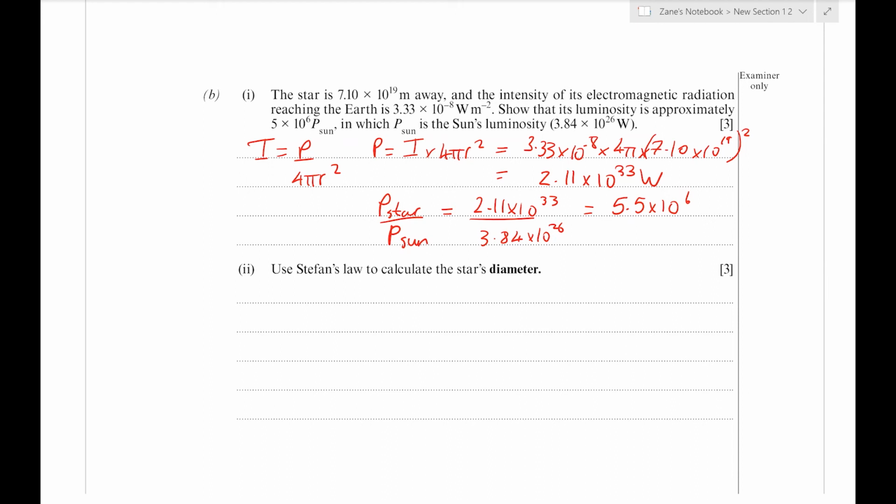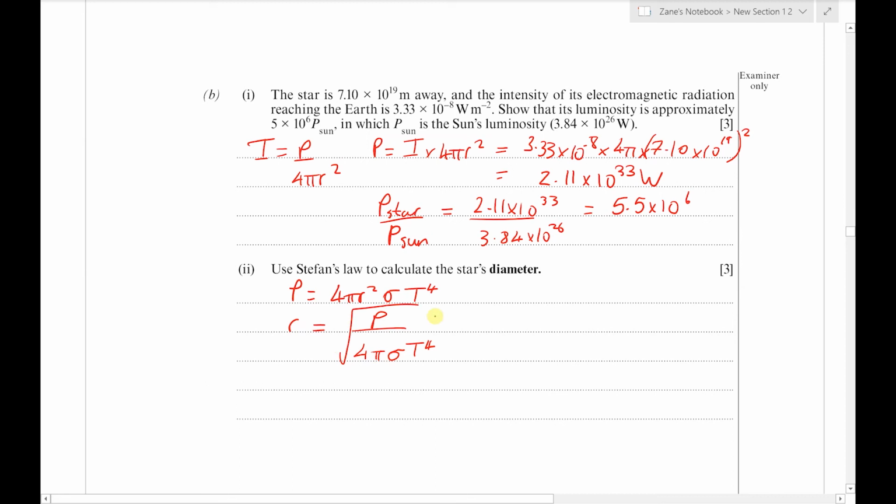Next part of the question, final part of the question, we're asked to use Stefan's law, which is P equals 4 pi r squared sigma T to the 4, to find the star's diameter. So let's rearrange the equation. So first of all we get the radius. The radius is going to be P divided by 4 pi sigma T to the 4, and all of that is going to be square rooted, and then the diameter is going to be twice that answer. So let's substitute in the values. Always show a substitution. That way the examiner can give you some credit if you manage to mess up the calculation.